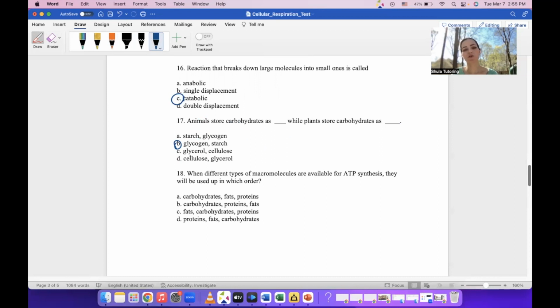So glycerol is just a part of fatty acids. Cellulose is a component of the plant cell wall. So those choices have nothing to do with this.